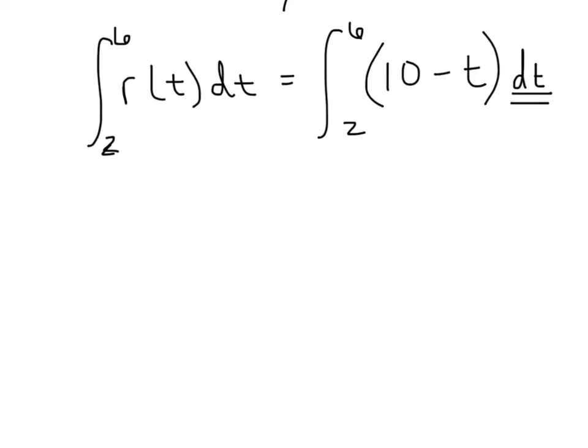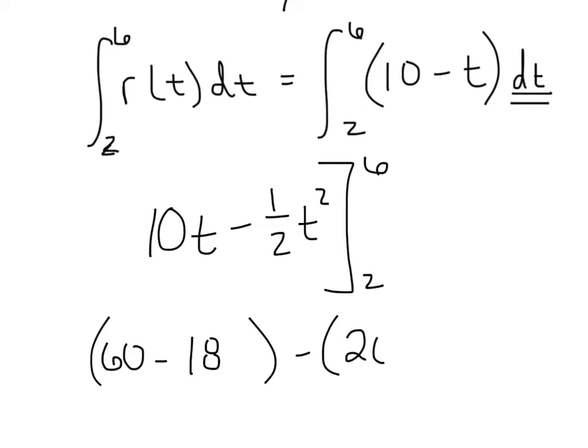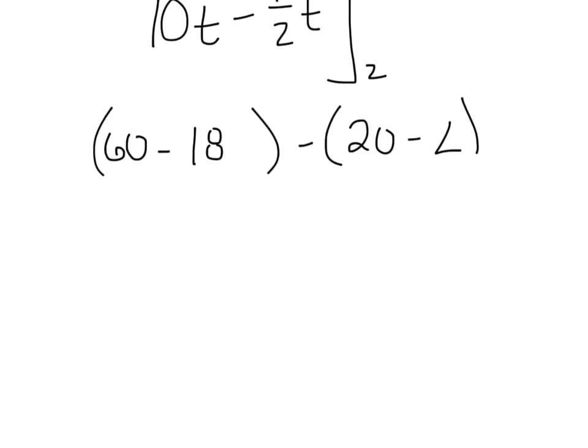Now, the integral is going to be 10t minus 1/2 of t squared with bounds of 2 to 6. If I pump the 6 into there, I'm going to get 60 minus half of 36, which is 18. Pump the 2 in there, I'm going to get 20 minus 2. Just a little bit of number crunching here. Let's say I've got 42 minus 18, and that's going to be about 24, I hope.